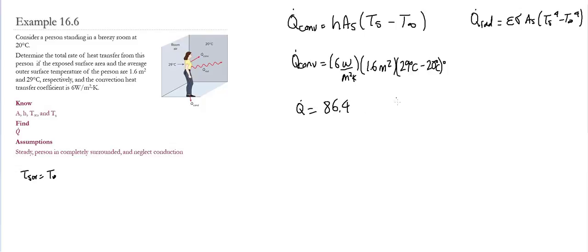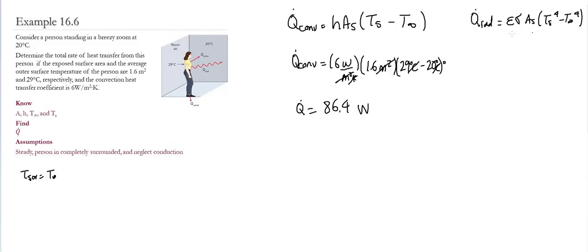So notice that when we calculate, this is going to give us 86.4. Now let's look at the units. Meter squared cancels with meter squared, and Kelvin cancels with Celsius. Remember, once again, you could cancel the delta of Celsius with the delta of Kelvin since they are exactly the same. Therefore, the unit left is going to be watts.